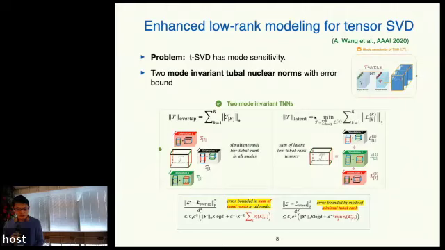Another one is the latent nuclear norm. So this changes the summation to a minimization. This nuclear norm allows the data to have a low rank structure maybe on a particular mode, but not on all modes. So finally, we see from the error bound that this gives us a smaller error bound.